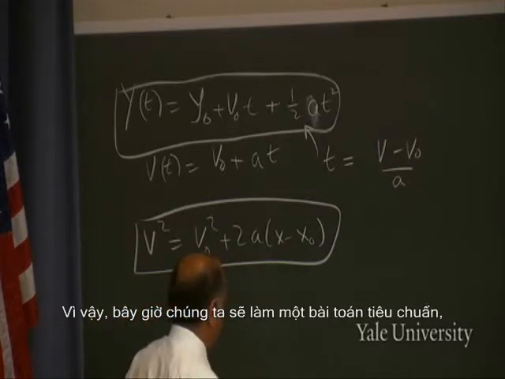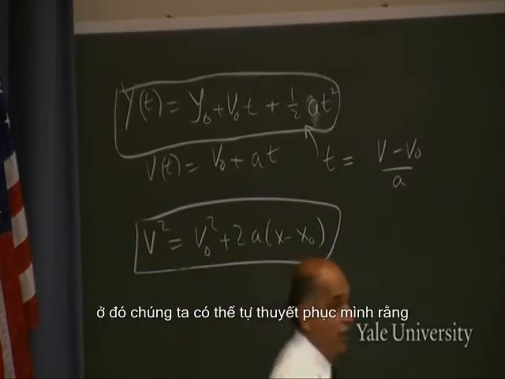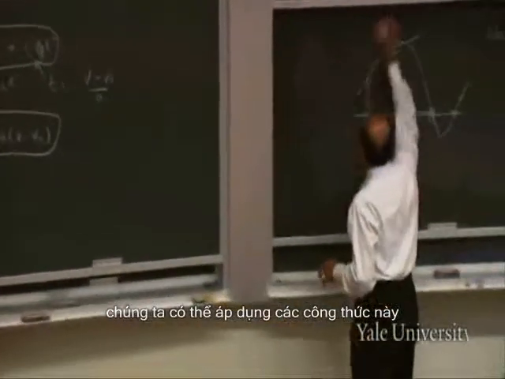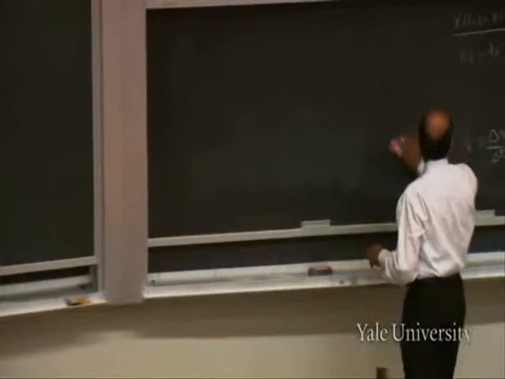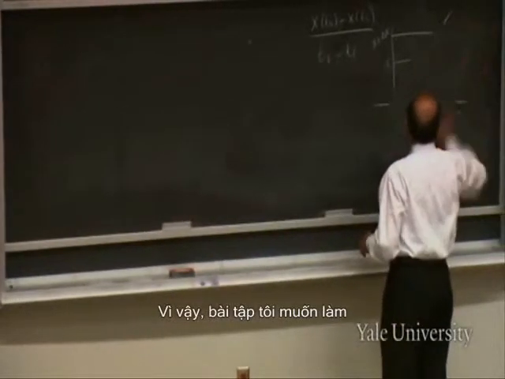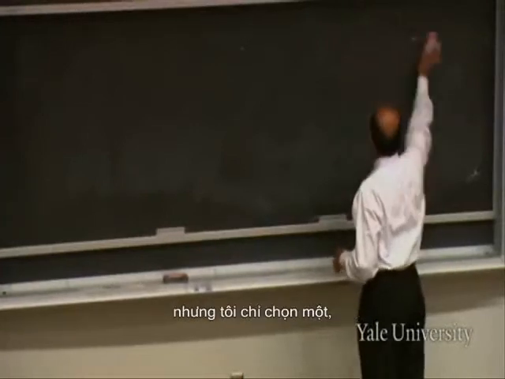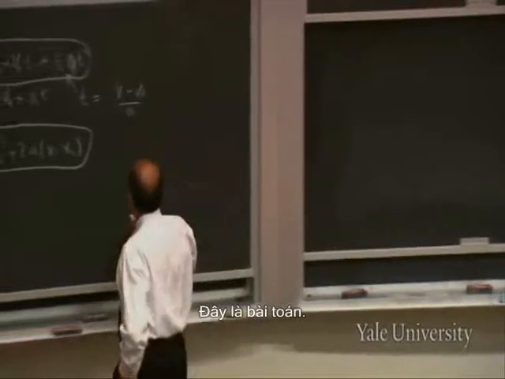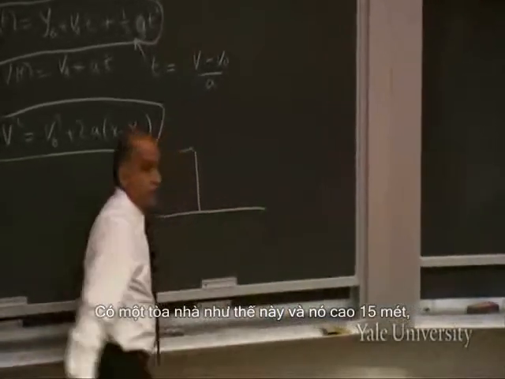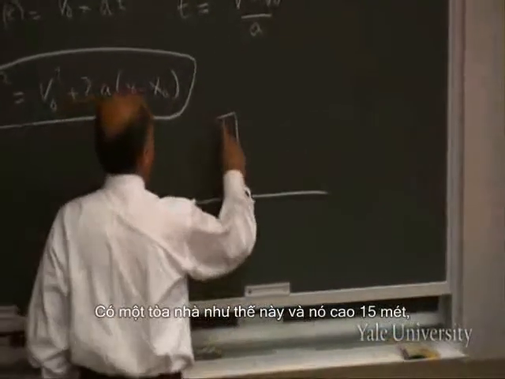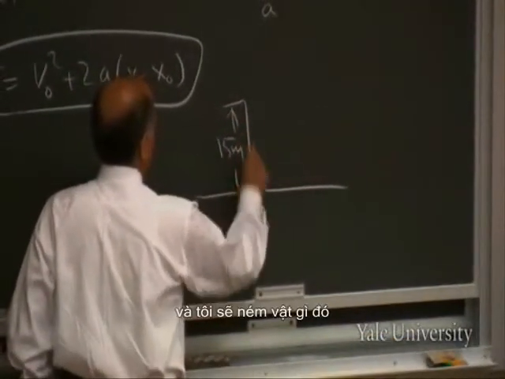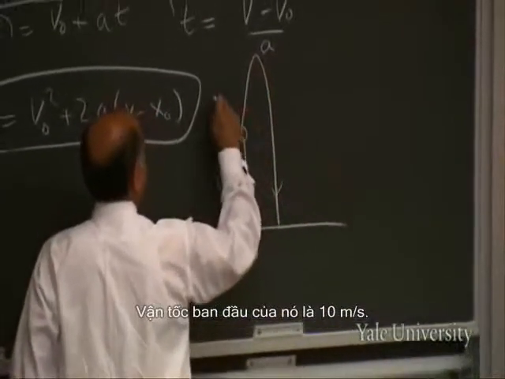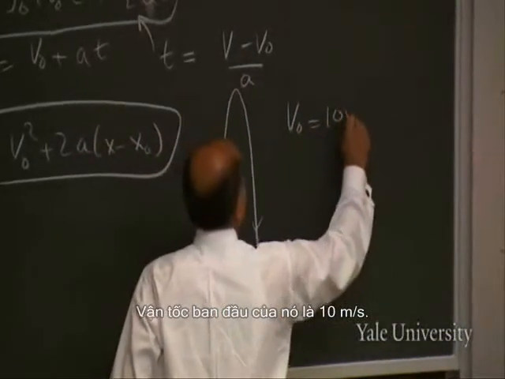So we are now going to do one standard problem where we will convince ourselves we can apply these formulas and predict the future given the present. So the problem I want to do, there are many things you could do, but I just picked one. This is the one with round numbers, so I can do it without a calculator. So here's the problem. There is this building, and it's going to be 15 meters high. And I'm going to throw something, and it's going to go up and come down. The something I throw up has an initial speed of 10 meters per second.